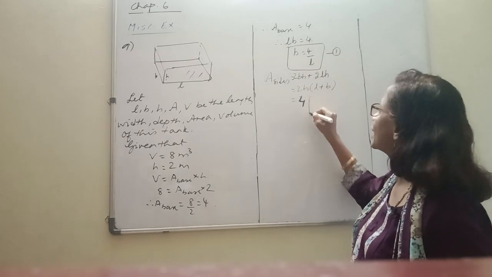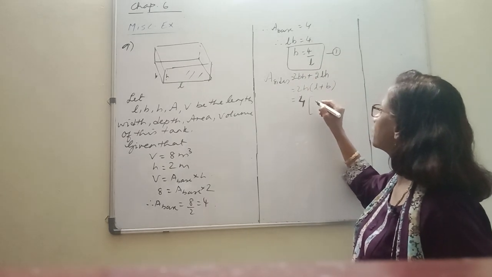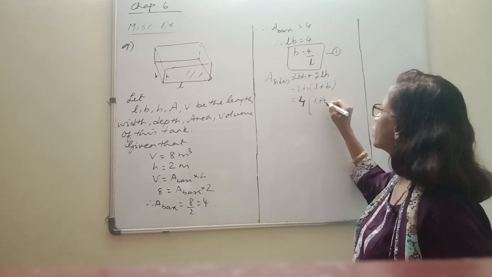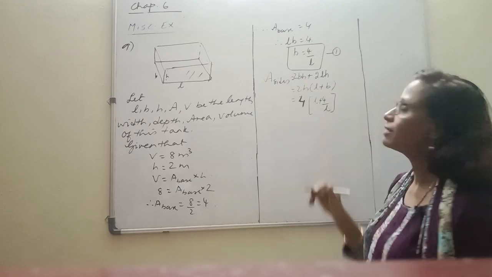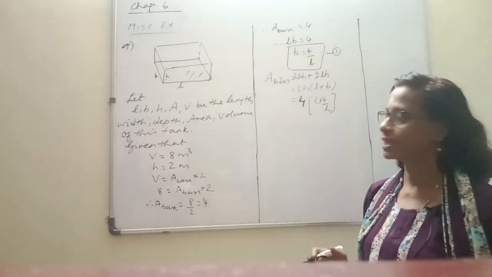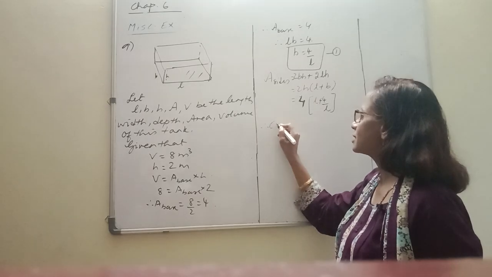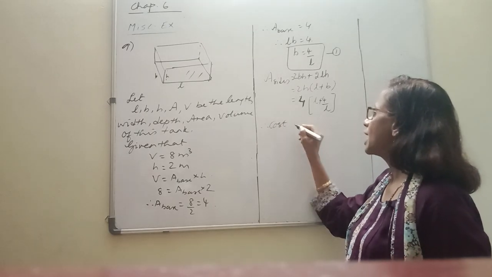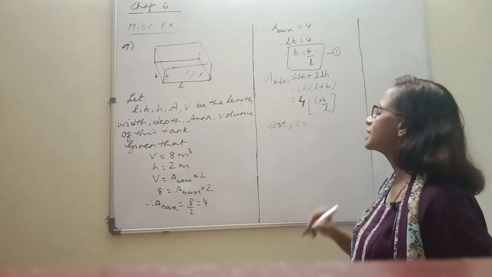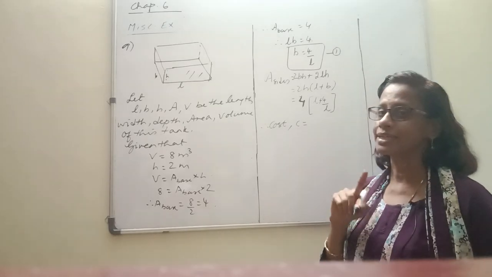And here L, we will keep it as it is, and B, let's call it 4 over L, so that we are reduced to one variable. Now, this is for us to find out the cost.